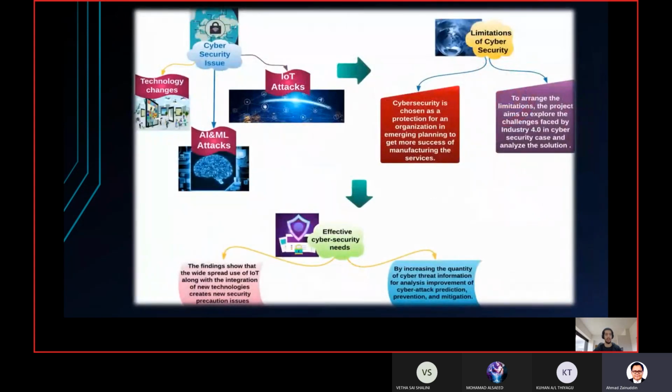And then we have cybersecurity issues, the limitations of cybersecurity, and effective cybersecurity needs. On IoT attacks, according to IoT Analytics, there will be about 11.6 billion IoT devices by 2021, this year. IoT devices are computing devices like phones, desktops, laptops, and smart security devices. The adoption of IoT devices is increasing at a very high rate, so the challenge of cybersecurity is very great.